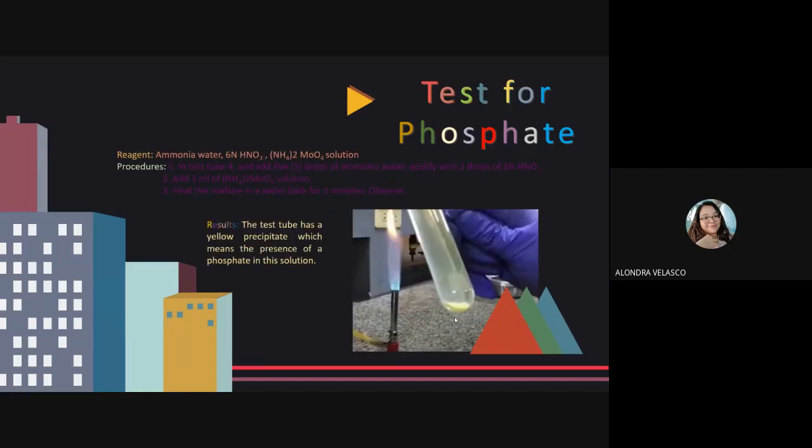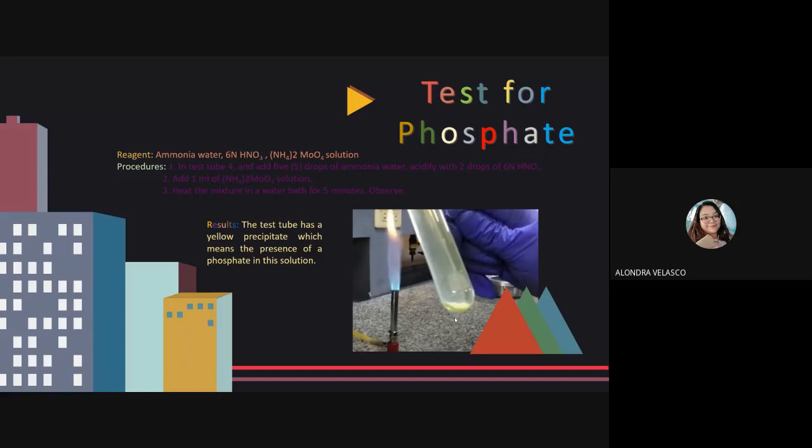Now we're going to talk about the test for phosphate. The reagents for this test are ammonia water. Ammonia is used commercially as the main chemical for plastic products, explosives, cleaning agents, and a lot more. 6N HNO3 or 6-normal nitric acid. Normal means the normality, that is the concentration of nitric acid. Next is (NH4)2MoO4 solution, or diammonium molybdate or ammonium molybdate. It is an excellent chemical catalyst often used in the oil industry.